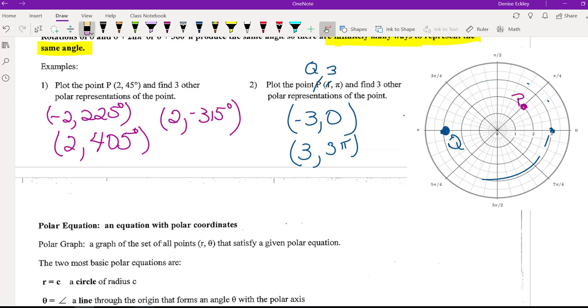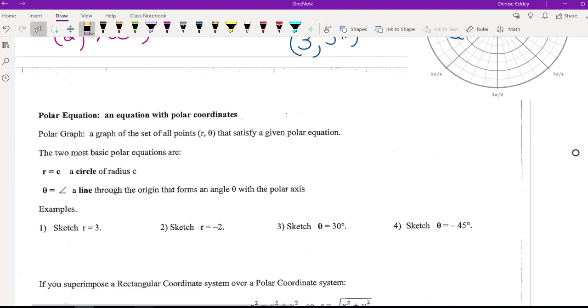And then my last one is to start at -3. Actually, let me start at +3 and go negative pi around. So that would be here, and I would be going back that way. So again, see if you guys can come up with some different ways to get there. But that's how you graph polar points.